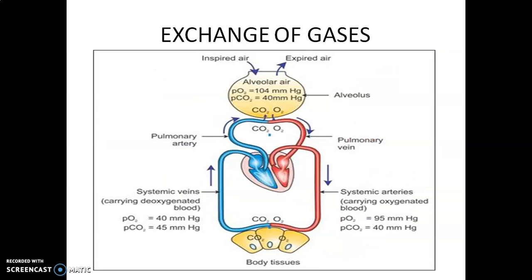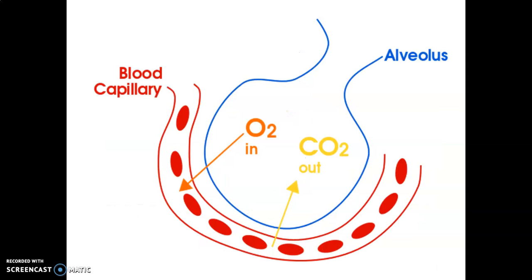Now you analyze the charts, children. The inspired air, what happens? The alveolar air is there. Here the partial pressures are given through the pulmonary vein. It moves, and the systemic arteries carry it from the heart, and the systemic veins carry out the waste, and the pulmonary artery, and inhalation and expiration are happening, and the carbon dioxide moves out. Okay, so that's about exchange of gases.